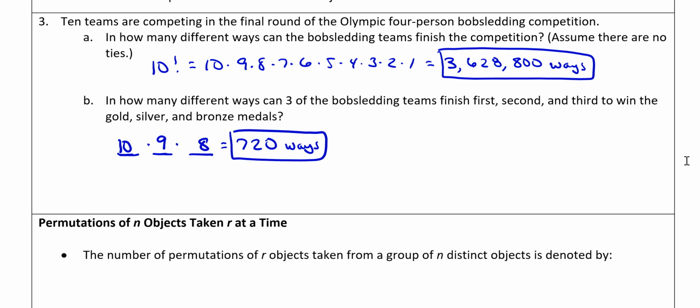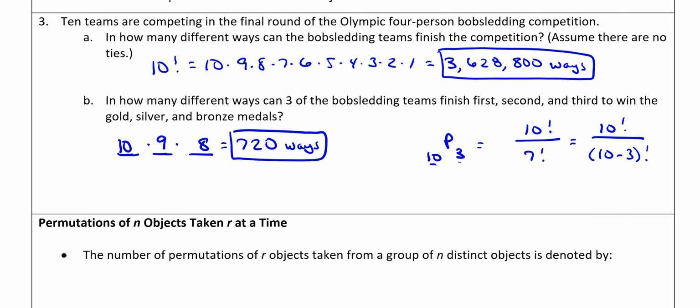Now, another way to do this is to use what's called a permutation. A permutation might look something like this, 10P3. What this means is there are 10 teams, 10 things, so this is 10 taken 3 at a time. And that 10 times 9 times 8 would look like 10 factorial over 7 factorial. Where this comes from is 10 factorial over 10 minus 3 factorial.